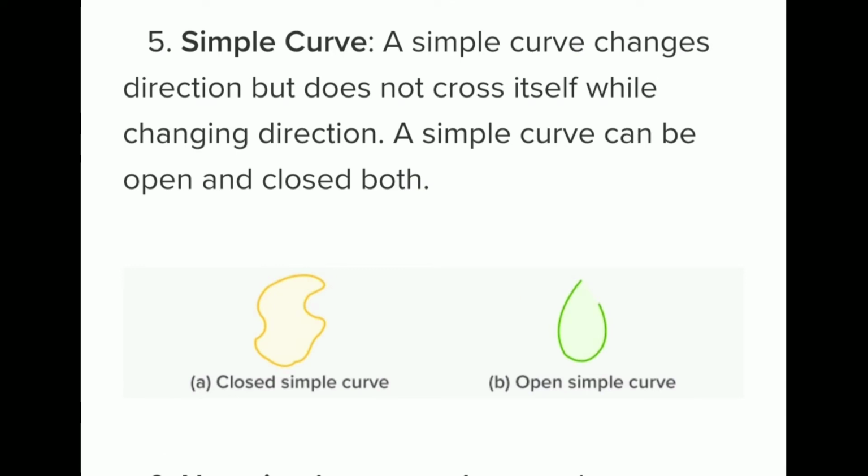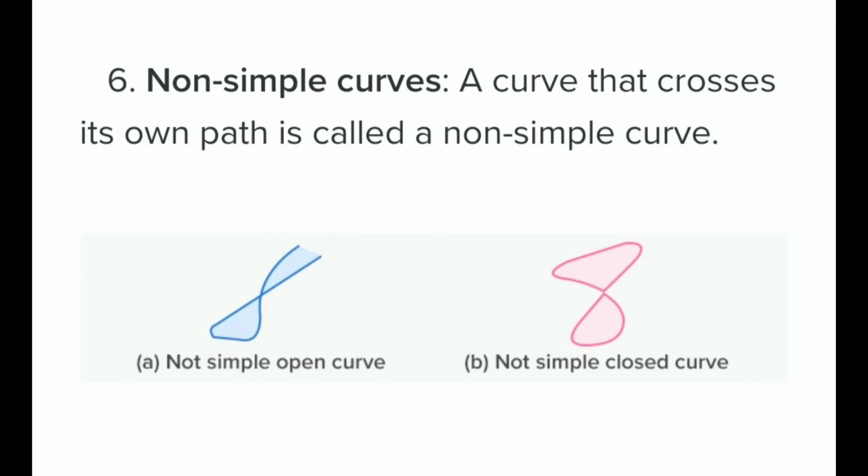Now, what is a simple curve? A simple curve changes direction but does not cross itself while changing direction. A simple curve can be open and closed both. This is the example of simple curves. What is a non-simple curve? A curve that crosses its own path is called a non-simple curve. This is the example of a non-simple curve.